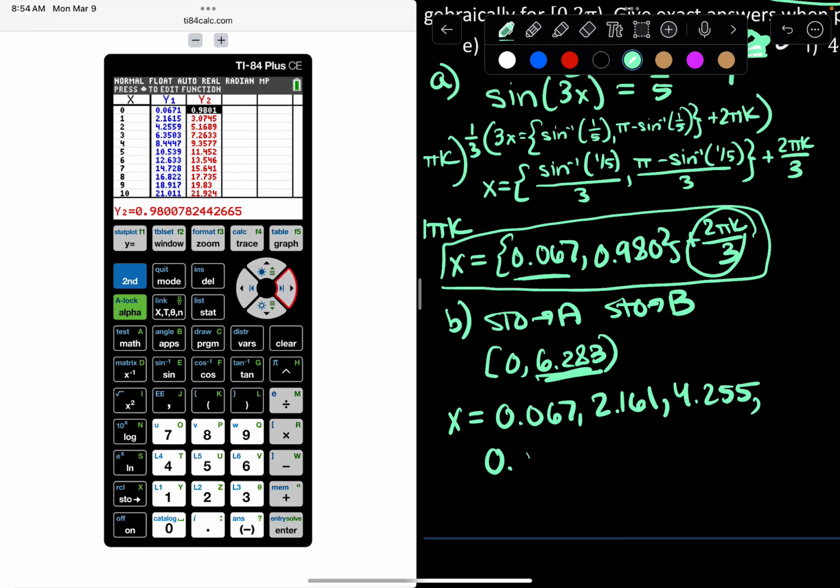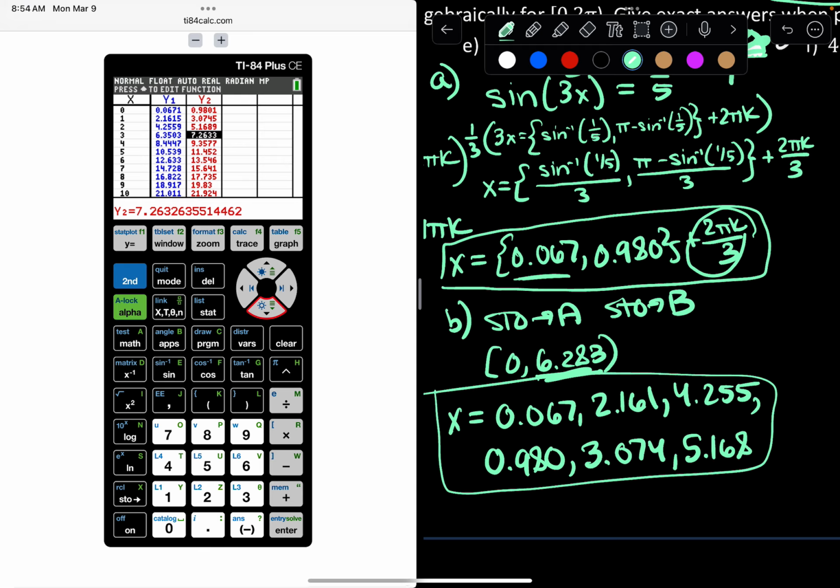Next, I have my 0.980. Add 2π/3, we get 3.074. Add 2π/3, we get 5.168. And then if you add 2π/3 again, you get 7, which goes out of our domain. So there is our 6 solutions for this.